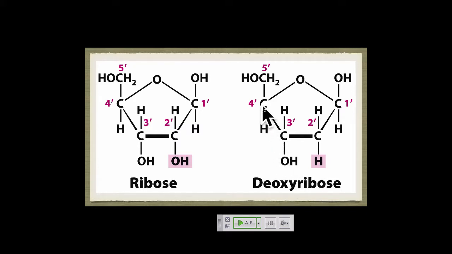Why is the 4' carbon important? Because it connects to the 5th. So the 5' connects here, and then the phosphates connect to the 5' carbon. All right.